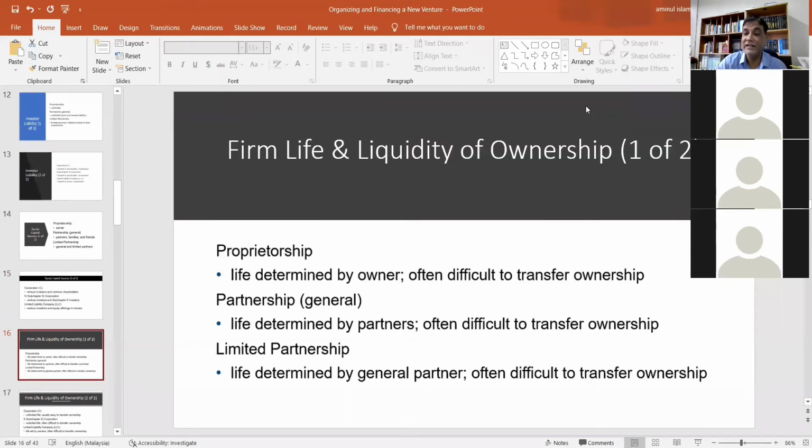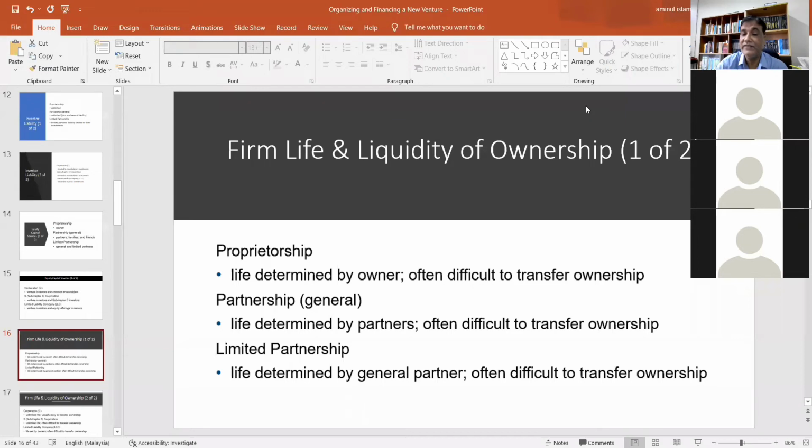Venture investors are the investors who contribute more than any other investors, who buy in the form of shares, okay? Now, the firm life and liquidity of an organization. Firm life, how long the company will sustain or survive or be there. If it is a proprietorship, it is dependent on the owner.